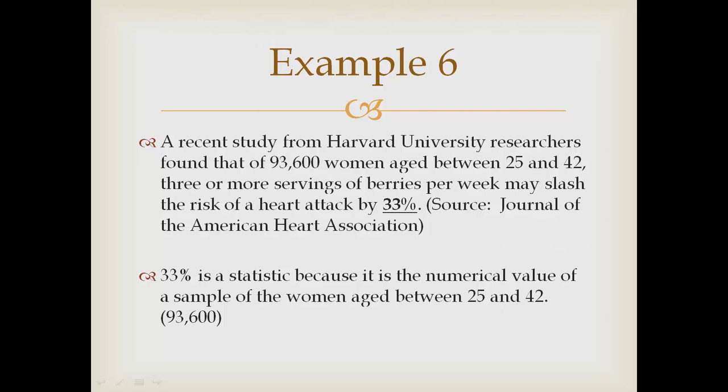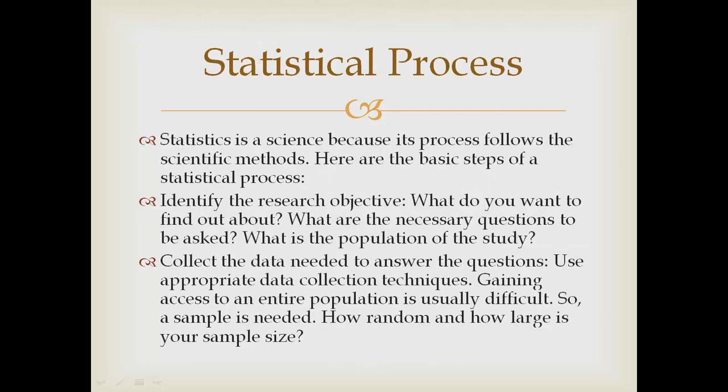So in this case, Harvard University just surveyed 93,600 women. They didn't say from which country, but it probably is from all over the world. But they are aged between 25 and 42. So this is actually a sample. And because it's a sample, the 33% is a statistic. Statistical process: we call statistics a science because it follows the scientific process.